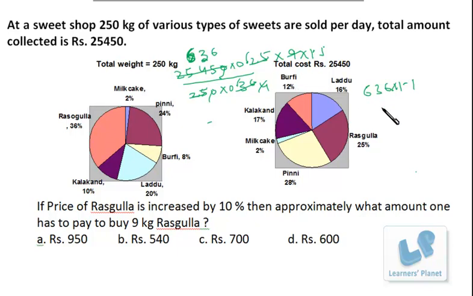Okay, no need to rewrite it. I'm just writing it for your clarity, but you don't have to rewrite it. It's 636 into 1.1. That means in 636 you have to add 10% of that, that is around 63. So 636 plus 63, that is around 699, or we can say approximately it is 700, right? So I hope you are getting me.